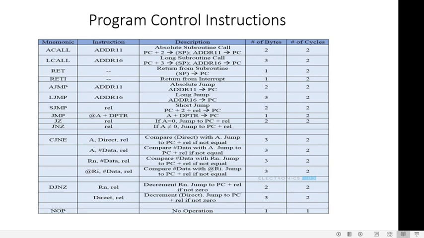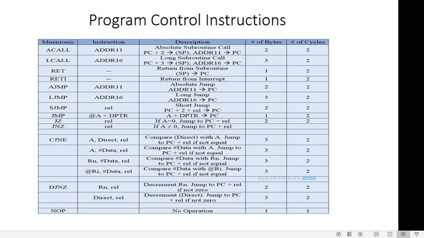How do we calculate the absolute subroutine call? PC plus 2 gives the stack pointer. In the LCALL, PC plus 3 gives the pointer, and then the address points to the PC. Here address 11 points to the PC, and there address 16 points to the PC, meaning 11-bit address in ACALL, and in the LCALL 16-bit address. RET returns from the subroutine and RETI indicates return from interrupts.